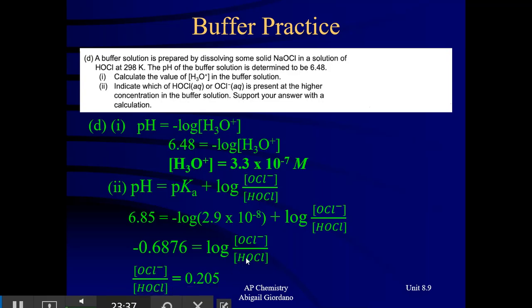Let me move that out, down, okay. 10 to the power of, this is how we get rid of logarithms, 10 to the power of negative 0.6876 gives me this. Okay, so I can see that the ratio here of OCl minus to HOCl is less than 1. That means that the denominator is larger than the numerator. So I can answer this part 2 here that HOCl is in a greater concentration than OCl minus, and I've shown the math that proves that.